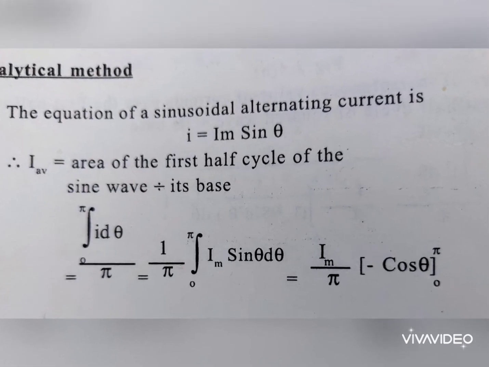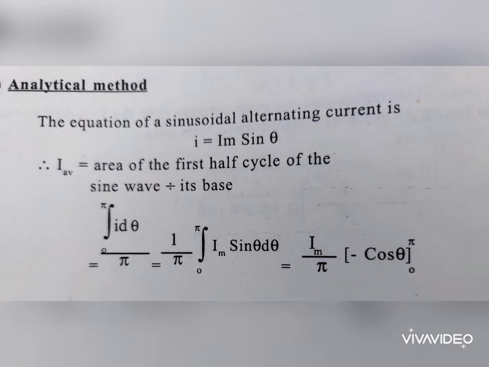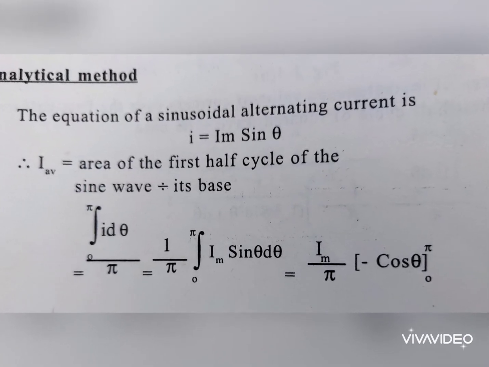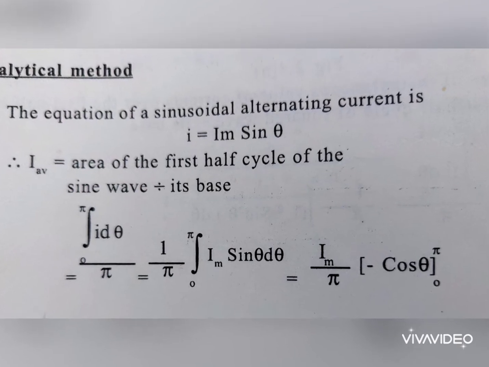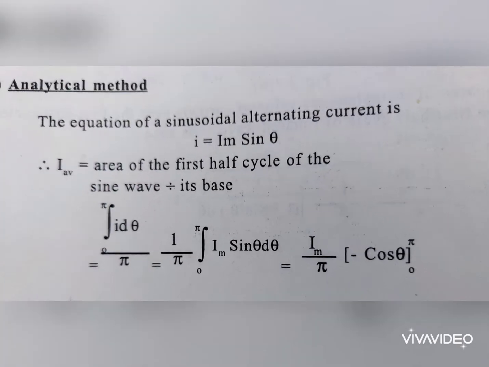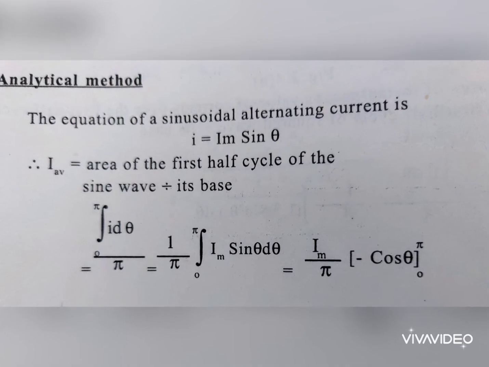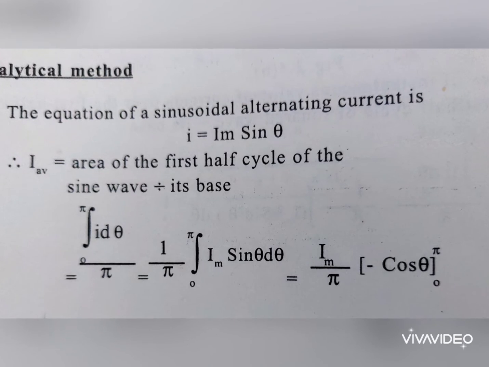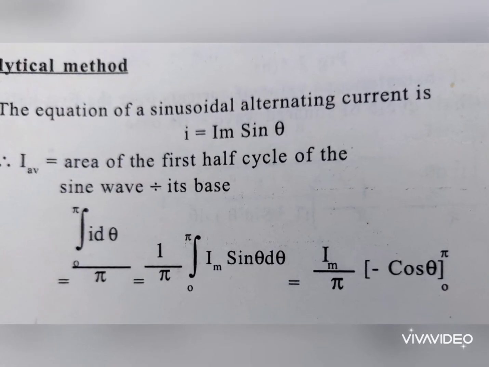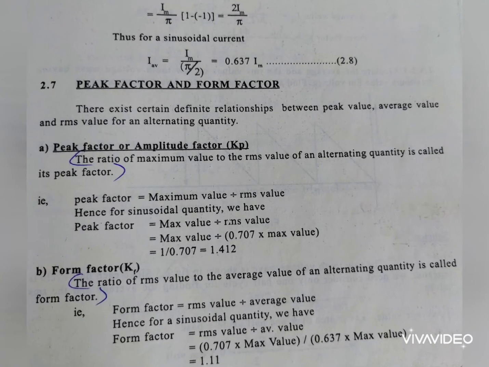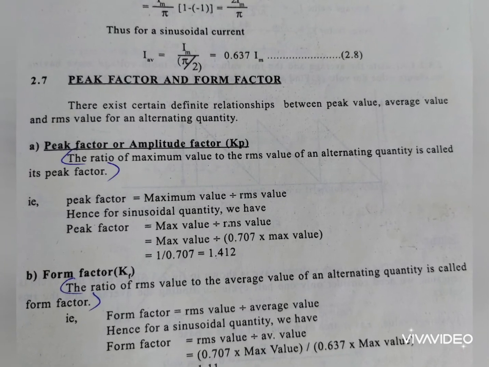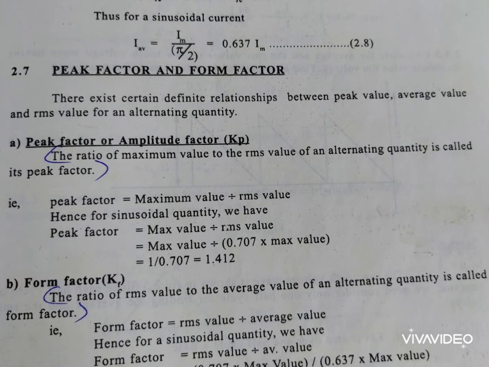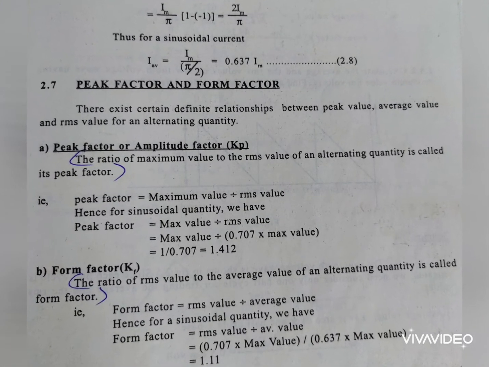In the analytical method, for the equation of a sinusoidal alternating current, we know that I is equal to Im sine theta, and I average is equal to the area of the first half cycle of the sine wave divided by its base. So integral 0 to pi of I d theta divided by pi. So 1 by pi integral 0 to pi of Im sine theta. The integral of sine theta is minus cos theta. We put in the values pi and 0, then we get the answer 2 Im divided by pi. Thus, for a sinusoidal current, I average is equal to 0.637 Im.